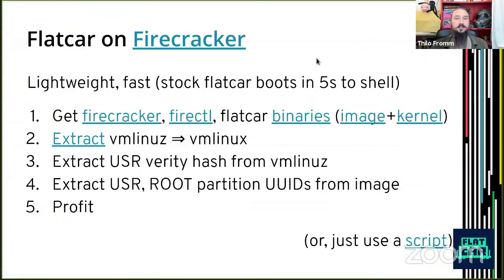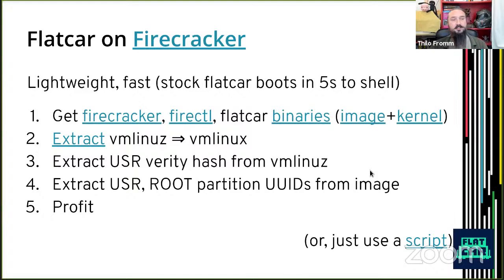In particular, we need to get the BZ compressed file system operating system image, and the vmlinuz compressed kernel. You're going to extract this to get the uncompressed vmlinux kernel from the compressed image, and that's necessary because Firecracker can't handle compressed kernel images. That's perfectly fine. And then in order to boot Flatcar, we need to tell the boot process the verity hash from the USR partition, and we can extract that from the release vmlinuz. So the boot can validate that the user partition hasn't been tampered with.